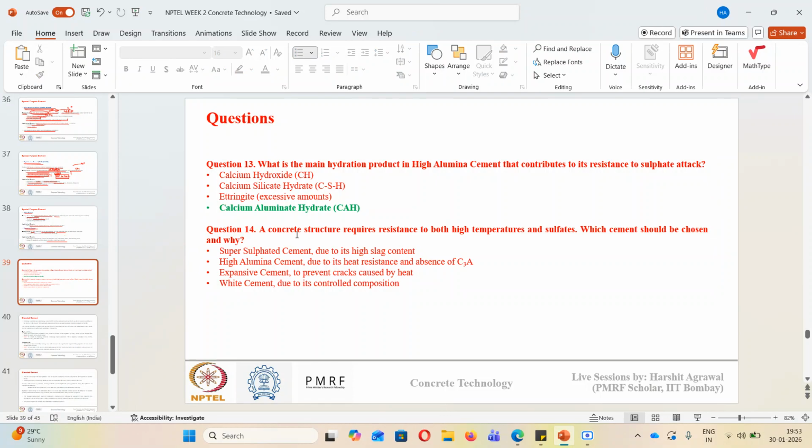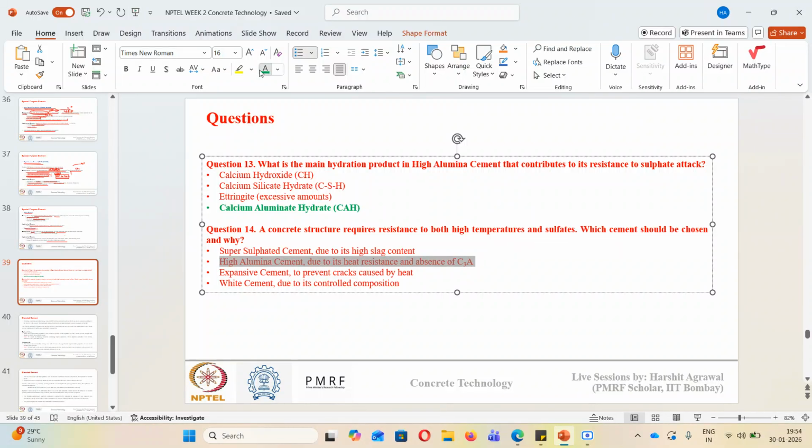Question number 14. A concrete structure requires resistance to both high temperature and sulfate. So, which cement should I use if I want to resist both high temperature and sulfate? Can anyone tell me the answer? Yes, the correct option is high alumina cement, as we have seen just now.